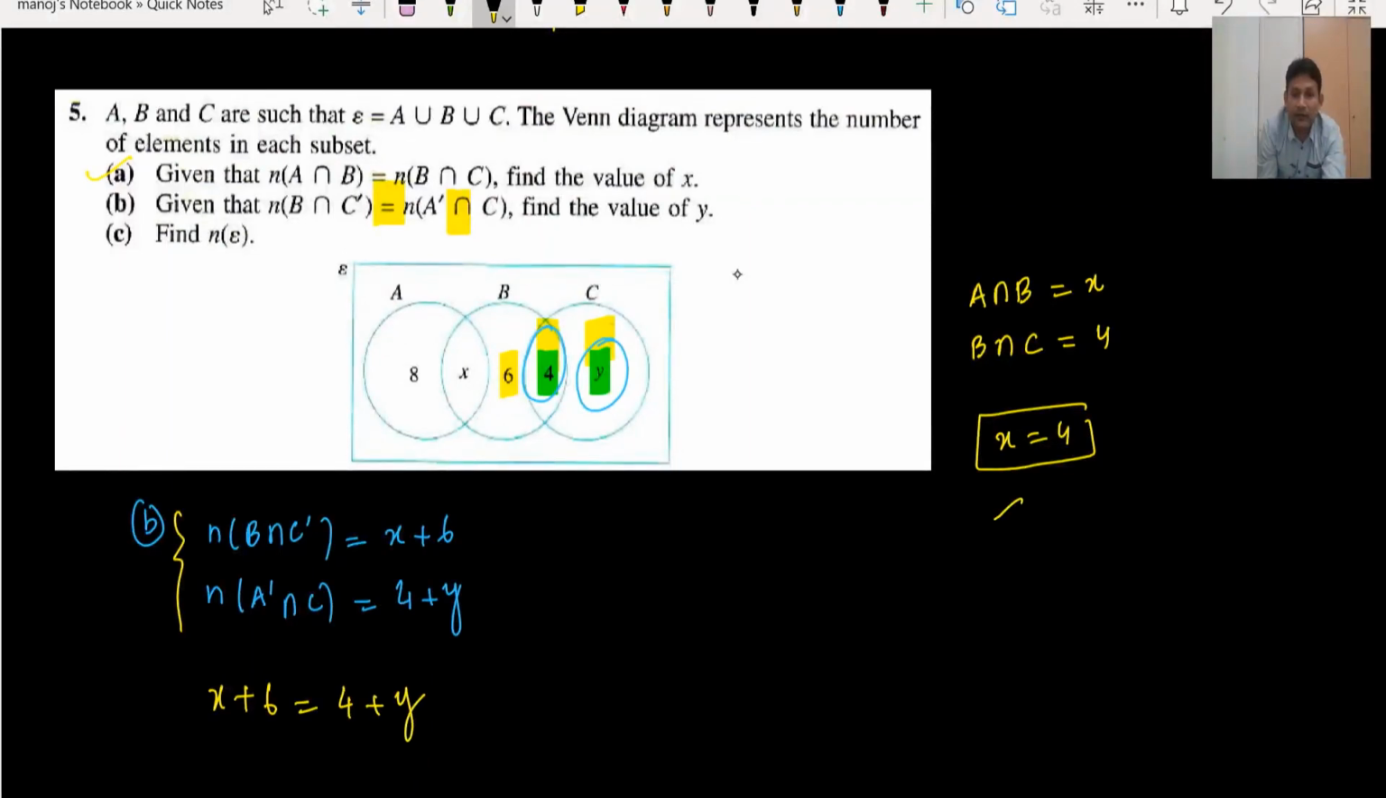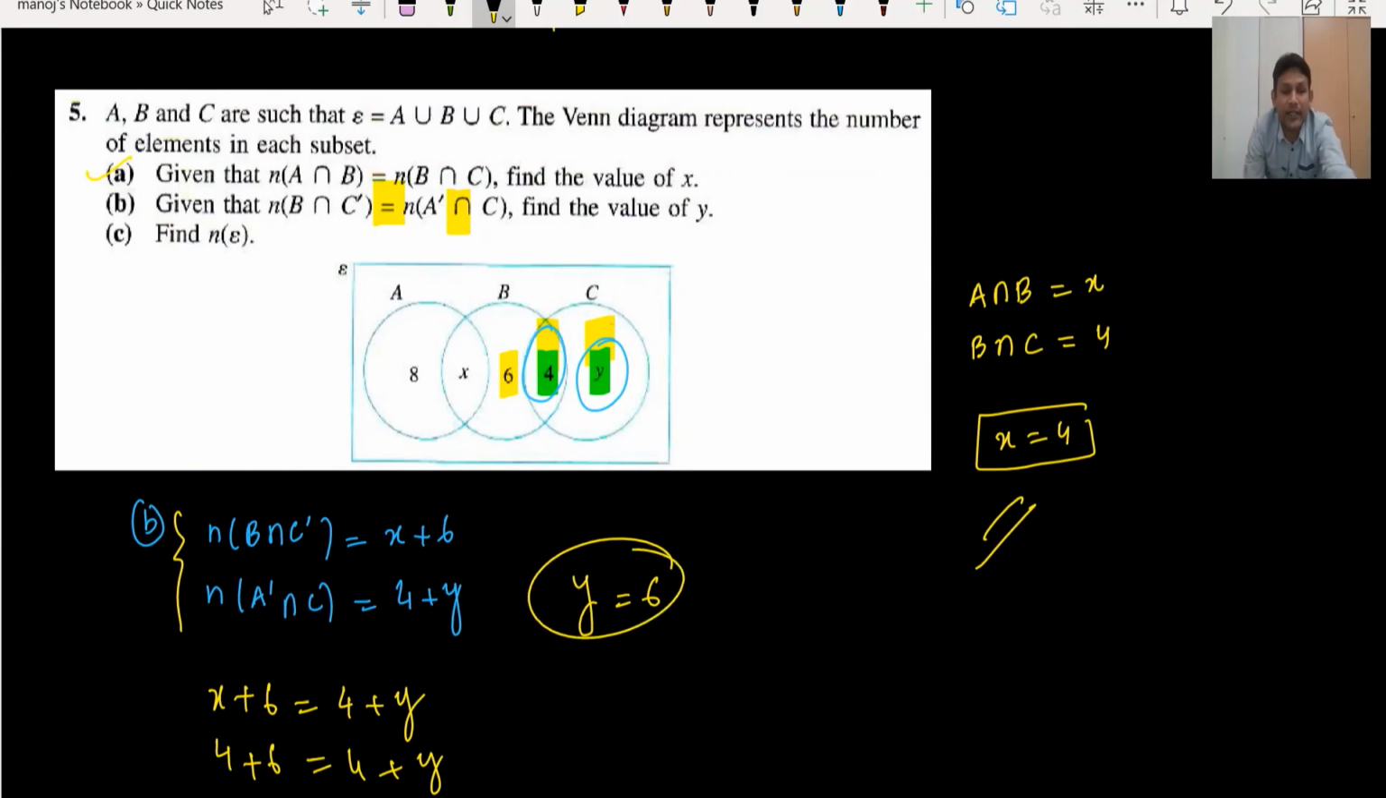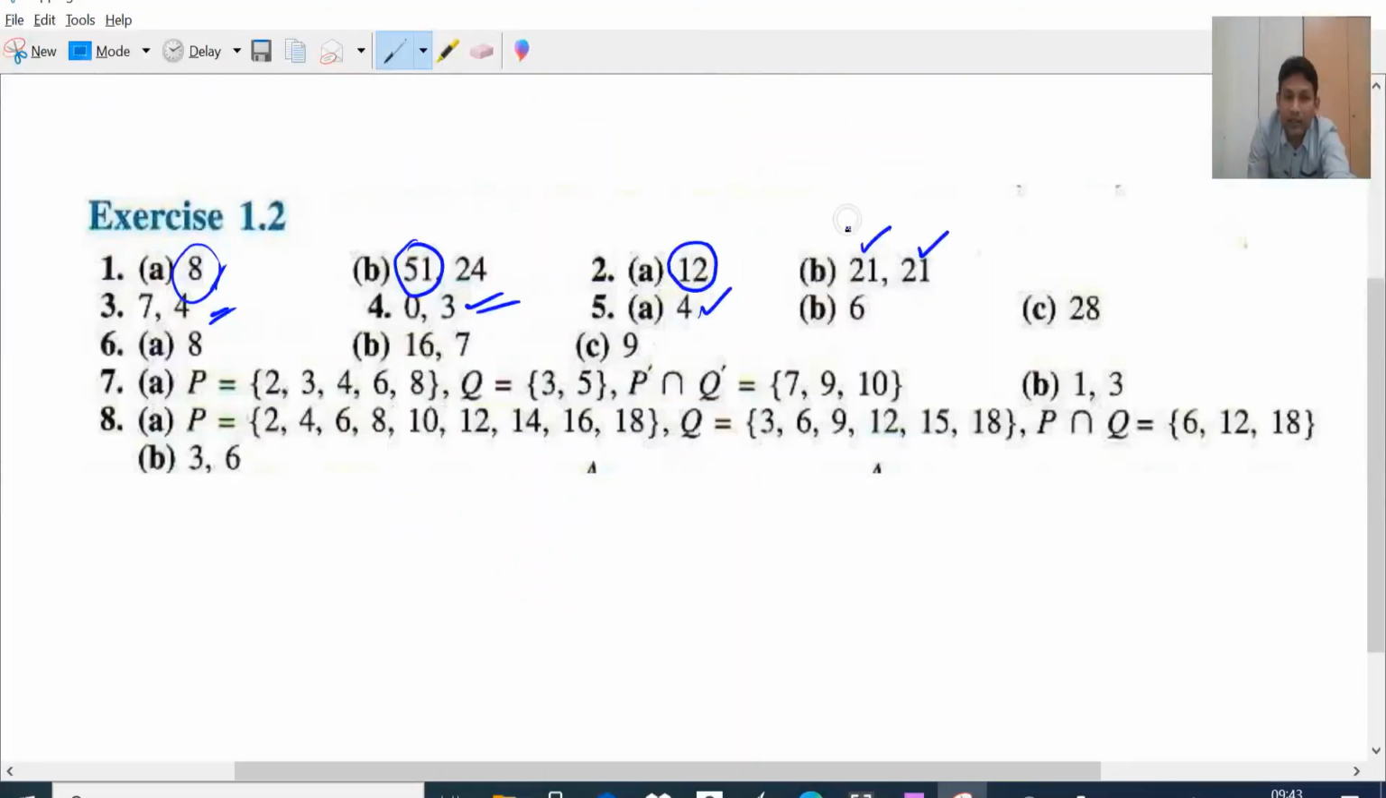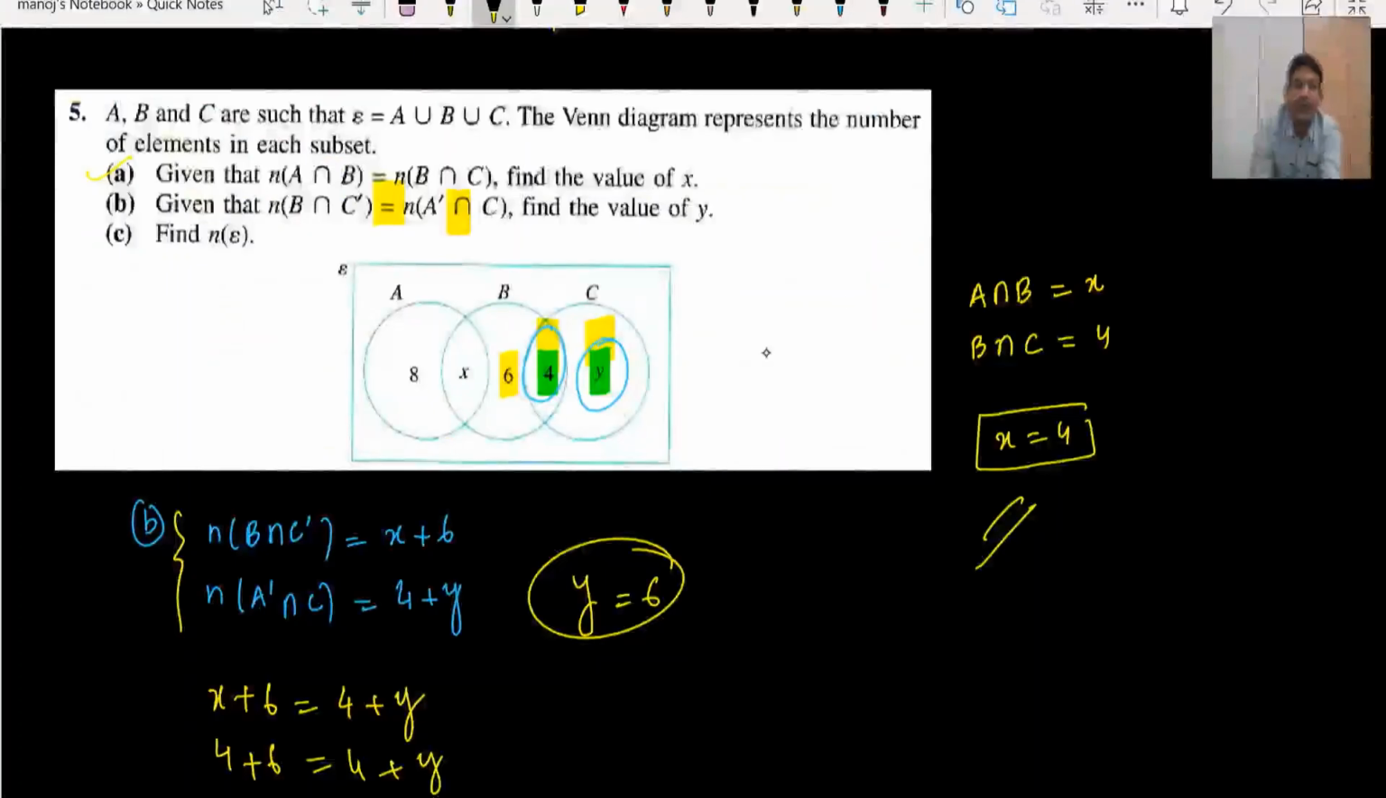We already got the value of x, put it here. 4 plus 6 is equal to 4 plus y. And y is coming 6. And we have done it. Let's check the answer: y is coming absolutely 6.